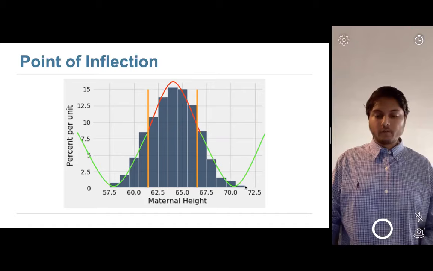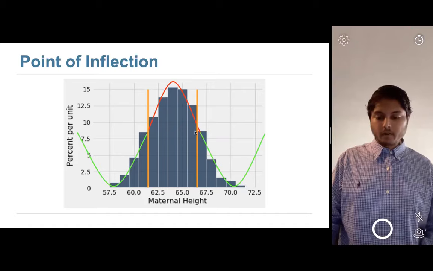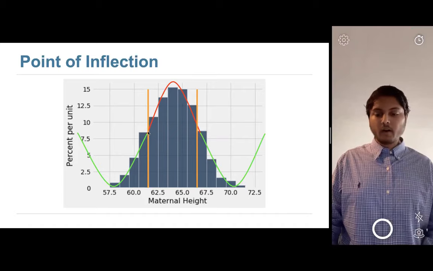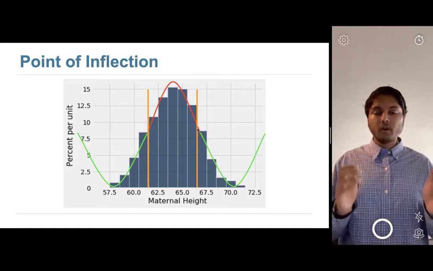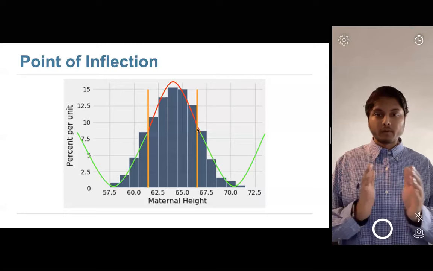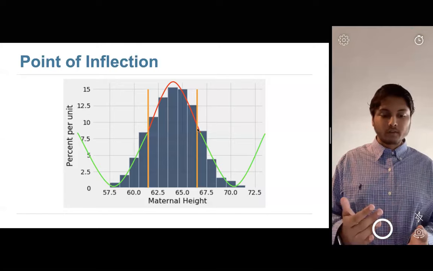And so basically what we're saying is that a bell-shaped curve has exactly 2 inflection points, one on the right, one on the left. And both of those inflection points correspond to 1 standard deviation away from the mean. So it's kind of interesting.